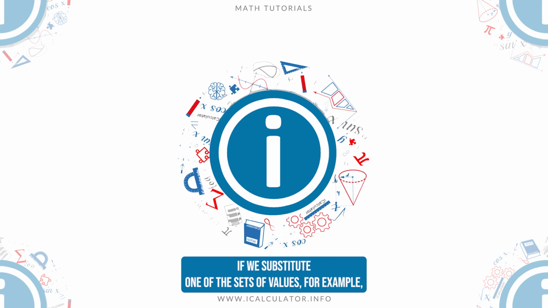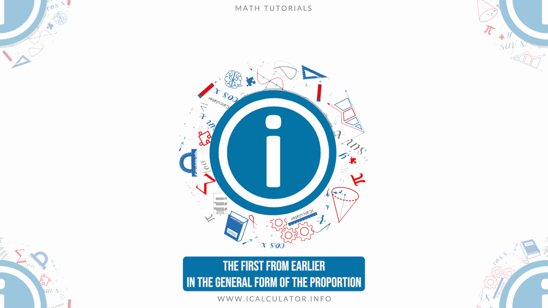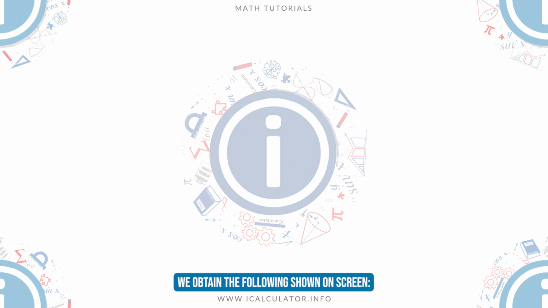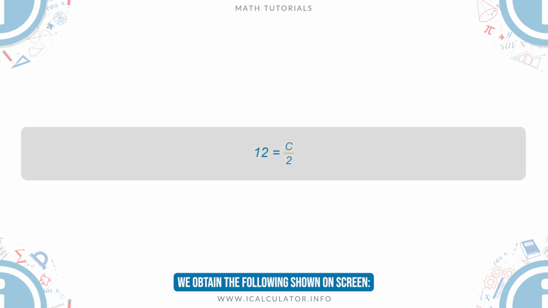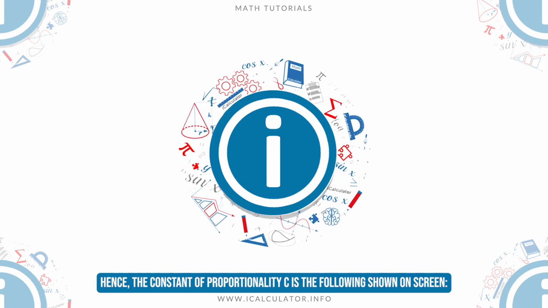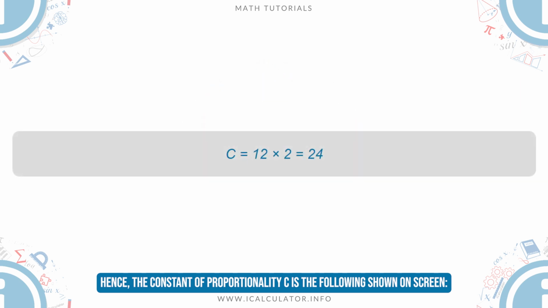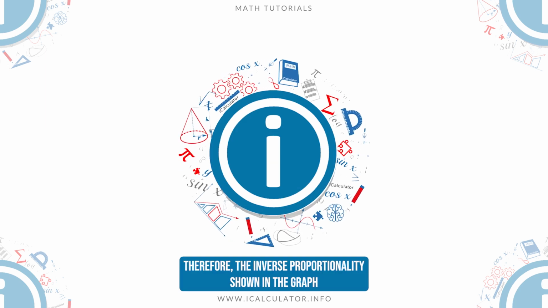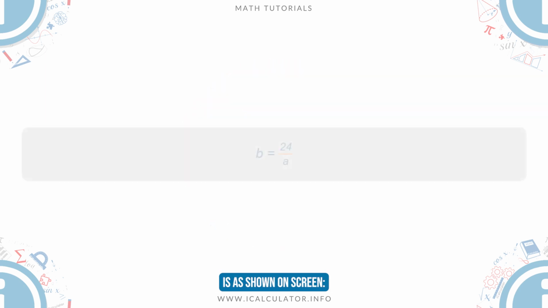If we substitute one of the sets of values, for example the first from earlier, in the general form of the proportion, we obtain the following shown on screen. Hence, the constant of proportionality C is the following shown on screen. Therefore, the inverse proportionality shown in the graph is as shown on screen.